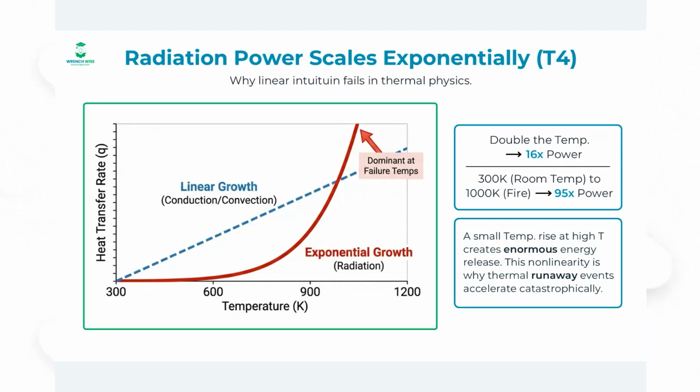So this non-linearity is the physical reason why thermal runaway is so violent. Once a battery or a system crosses a certain temperature, it enters that vertical part of your red curve and starts dumping energy faster than any linear cooling systems, your fans or liquid plates, can actually remove it. So this is where safety systems fail.